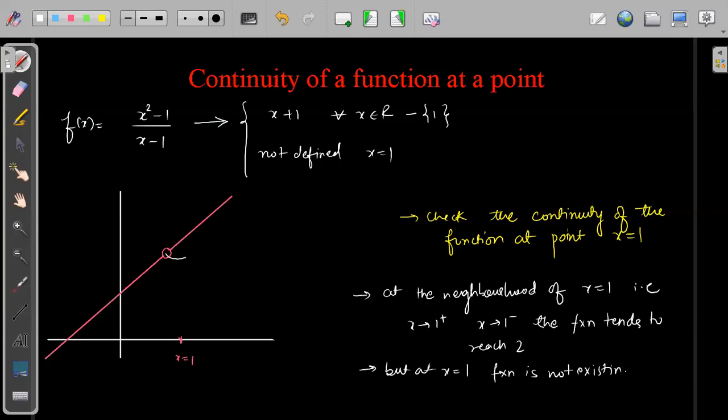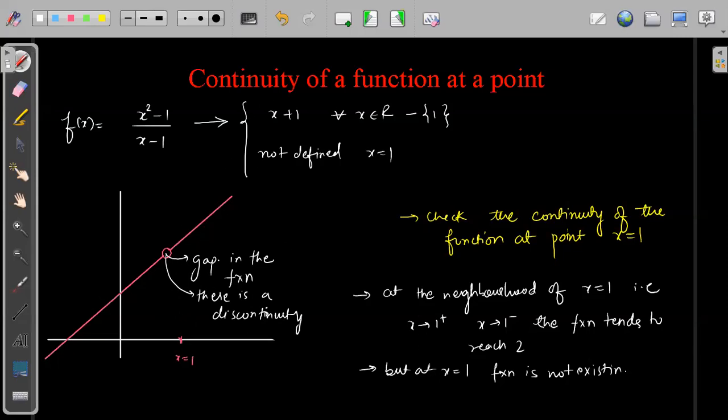There is a gap in the function, or there is a discontinuity. Right? There is a discontinuity. There is a gap in the function, or there is a discontinuity. So we'll call this function discontinuous.